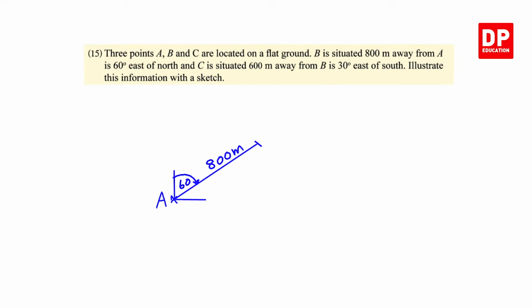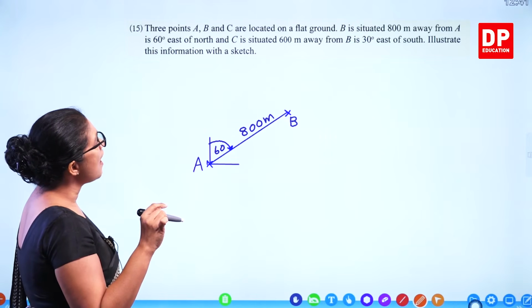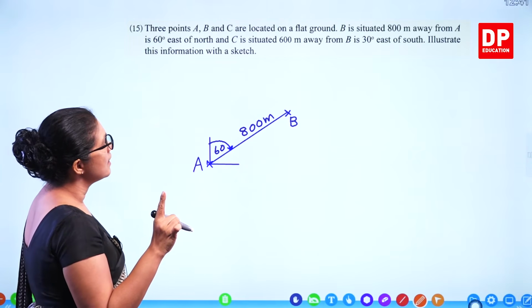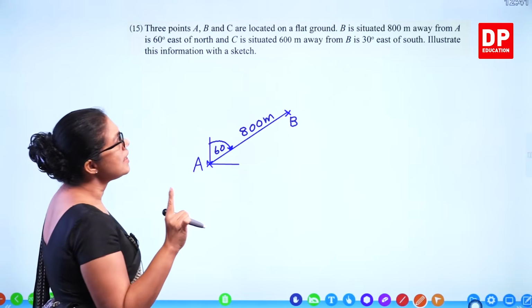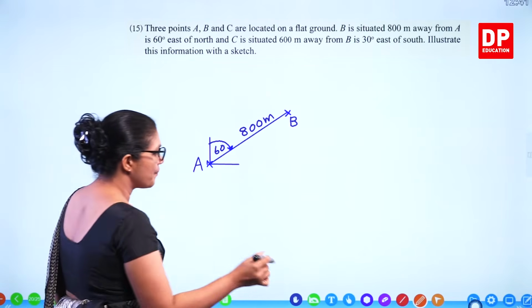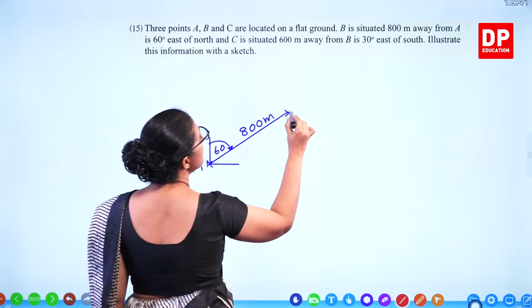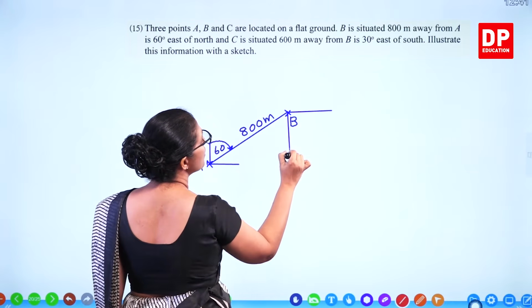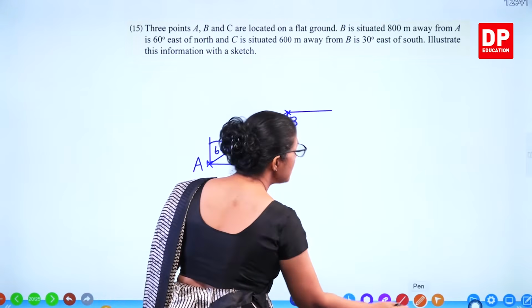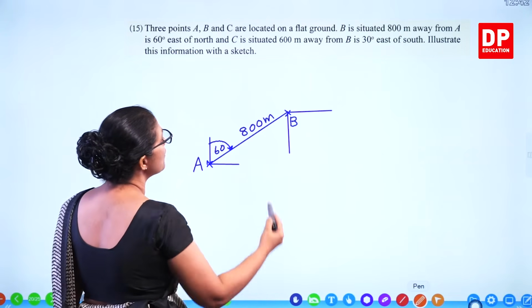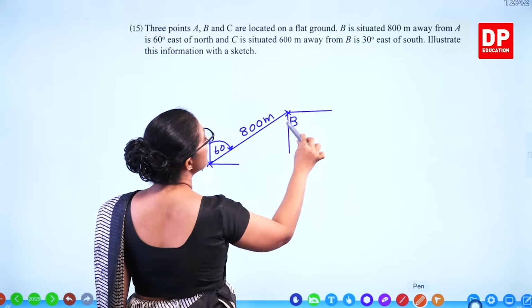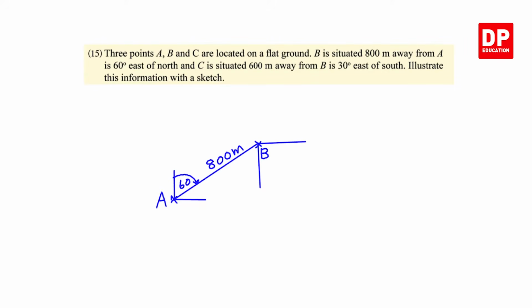So that's B. Now C is situated 600 meters away from B. From B, 30 degrees east of south. So we have to mark the east side and south. 30 degrees east of south. From this one, 30 degrees. We can draw the line, just 30 degrees. How many meters? 600 meters, so less than that.